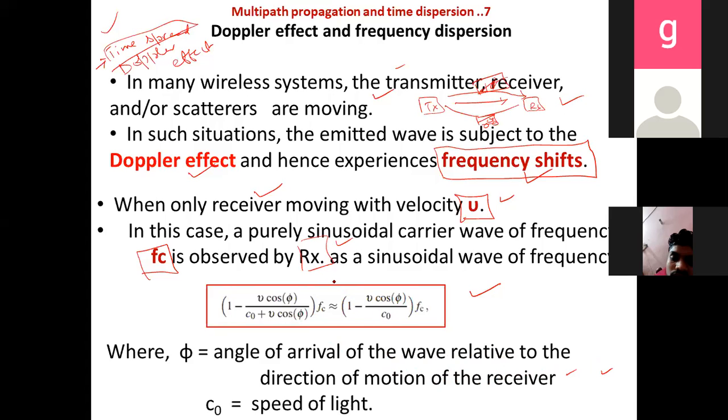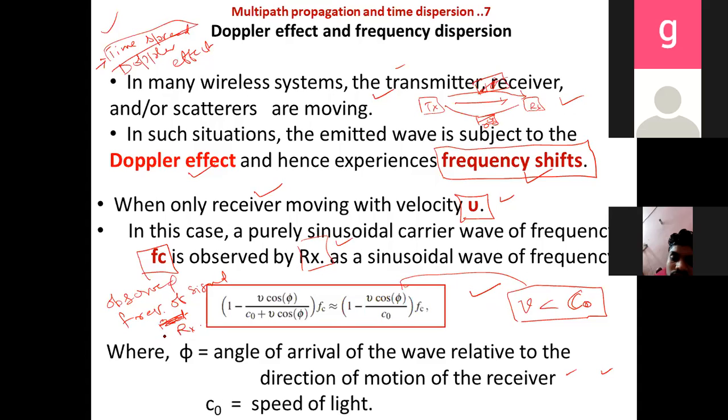Usually we assume that v is less than C naught. The movement of the receiver, transmitter or scatterer may be much less than the velocity of light. Then I can approximate this one to this one actually. This is the Doppler frequency, or I can say the observed frequency of the signal, the frequency of the signal at the receiver.